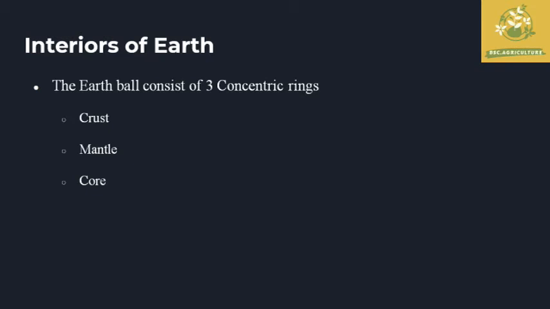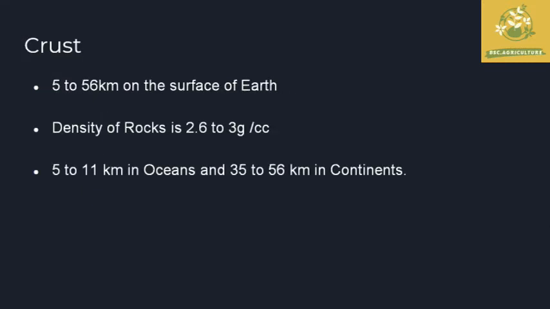While seeing about the interiors, the Earth is said to consist of 3 concentric rings. The first one is the crust, the second one is the mantle, as well as the core, which is the innermost structure of the Earth. While seeing about the crust, it is said to be from the surface of 5 to 56 kilometers on the surface of Earth, and it has a density of rocks from 2.6 to 3 gram per cubic centimeter. In oceans the crust is around 5 to 11 kilometers, and in continents it is around 35 to 56 kilometers according to the place.